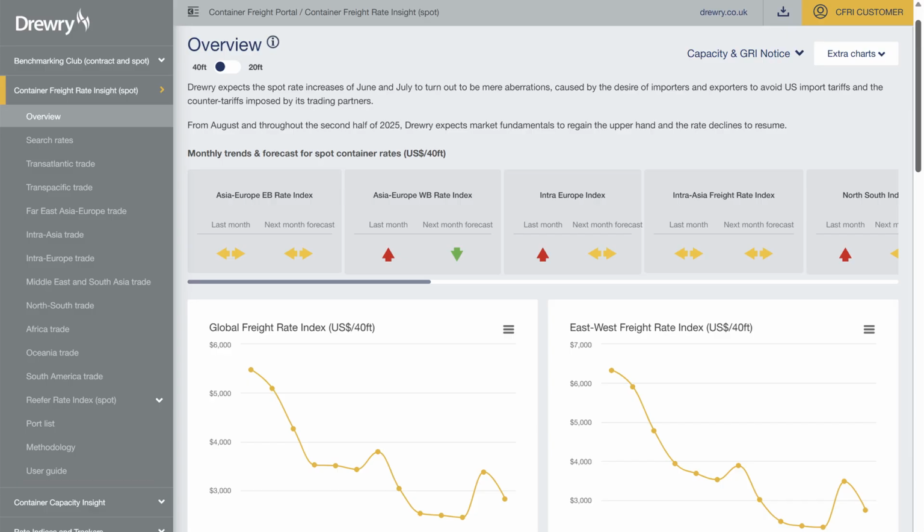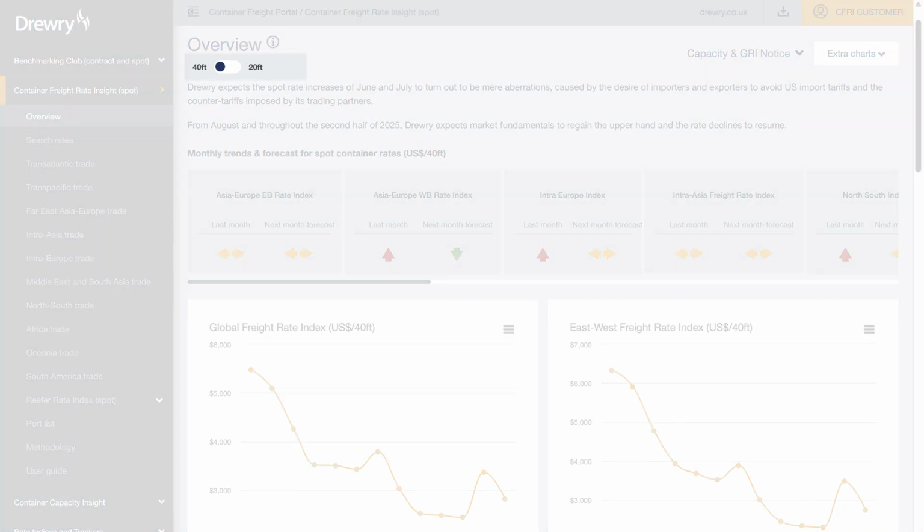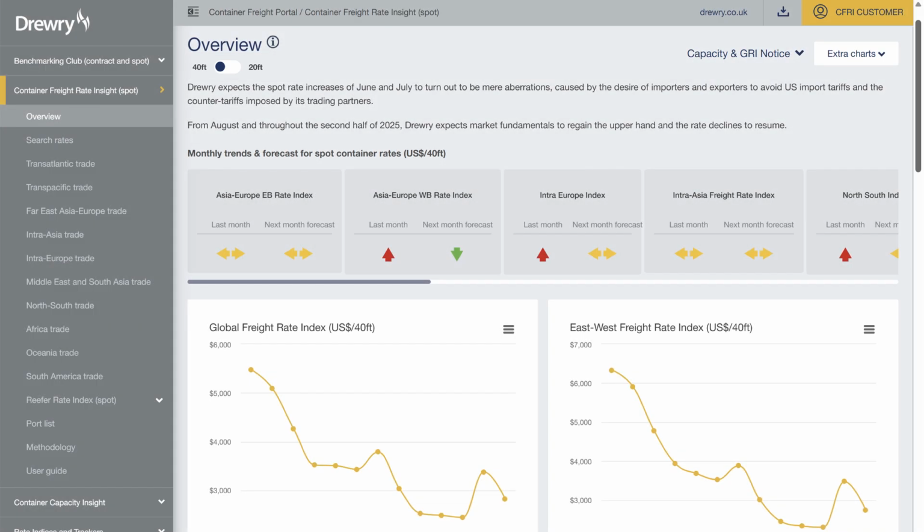It's worth noting that the Overview, Trade Route, and Search Rates pages all allow analysis of the market for both 40 and 20-foot containers.